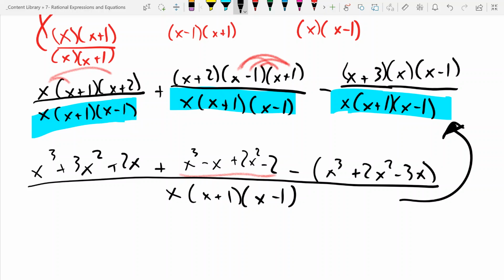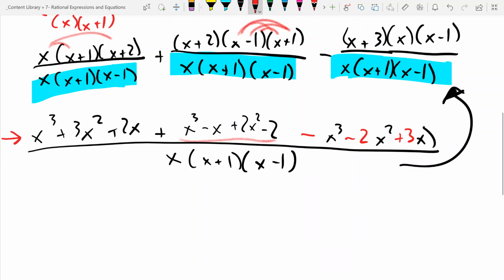Right, so I have that all written out. The other thing to be careful of is that because there's a minus here in front of this, the minus gets distributed to all the terms inside. So this will change, and I'm going to write it nicer. Okay, now I'm going to collect all the like terms in this giant numerator.